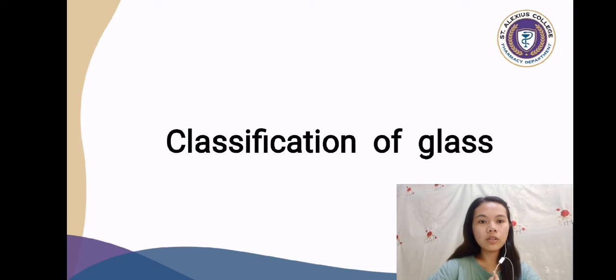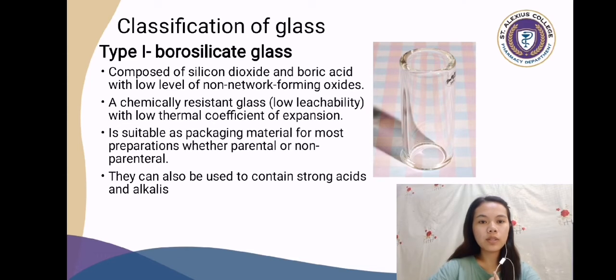So glass containers are classified into type 1, type 2, type 3, and type 4 glass. So type 1 glass is also known as neutral. Type 1 is a borosilicate glass with good chemical resistance. It is used for pharmaceuticals requiring the least reactive containers. So this is composed of silicon dioxide and boric acid with low level of non-network forming oxide. This is a chemically resistant glass with low leachability and low thermal coefficient of expansion.